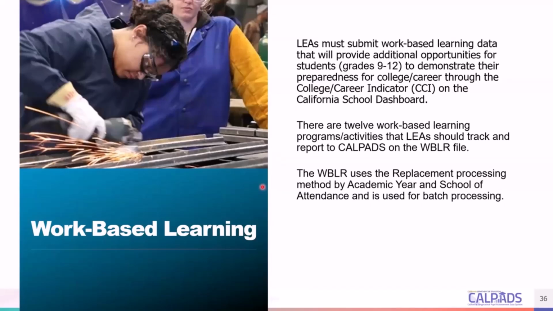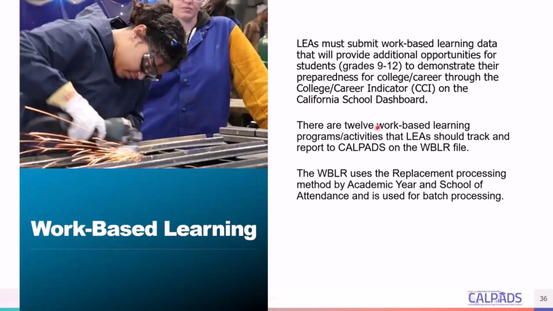So let's move on to the next one, which is work-based learning. For work-based learning, this is an expectation for LEAs who have high school students, grades 9 to 12, to demonstrate their preparedness for CCI and to meet the California School Dashboard. So if you have any work-based learning program within your school, then by all means report the work-based learning file to CalPADS. That way we will know that the student is in a work-based learning environment.